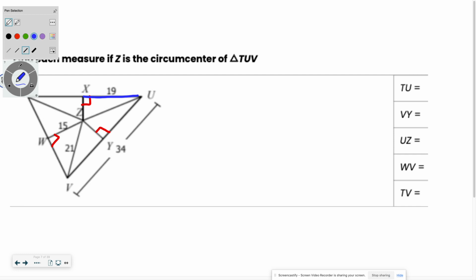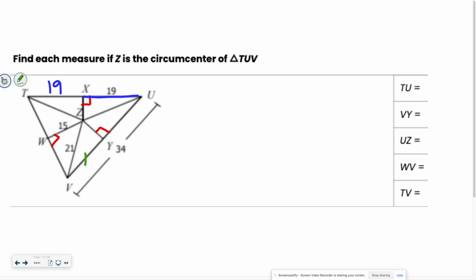Now folks, let's remember here, I'm cutting each side in half. So if this XU is 19, this half over here is 19. So that's something we know. Another thing we know is if this whole side is 34 VU, and ZY is cutting it in half, then I know VY would be half of 34, so 17. And this half is 17. So that's something we automatically know.